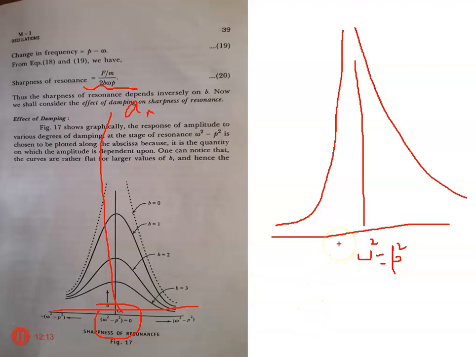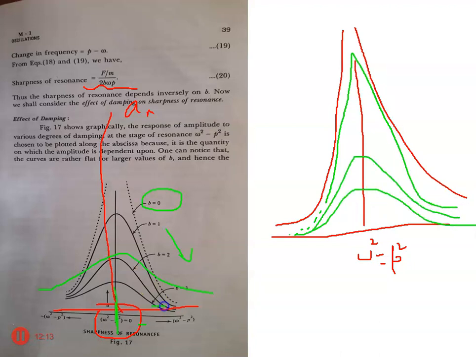If omega is not exactly equal to P but has a lesser value, then it will be like this. Suppose we include the resistance. If the resistance is 0, it will go to infinity. If the resistance is there, it will go like this. If we have a minimum resistance, the value of omega versus P will keep on decreasing. Okay, so this is what regards the sharpness of the resonance.